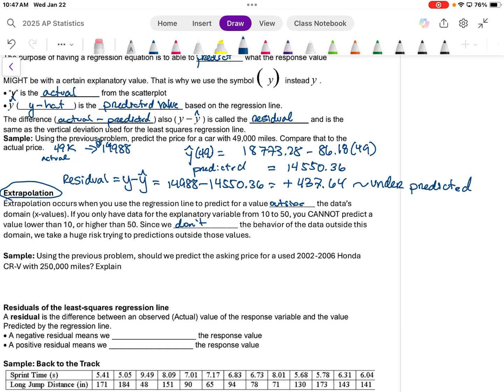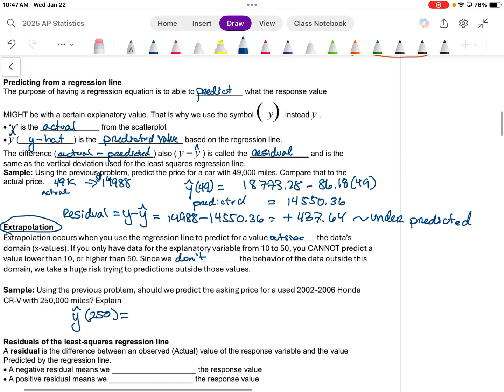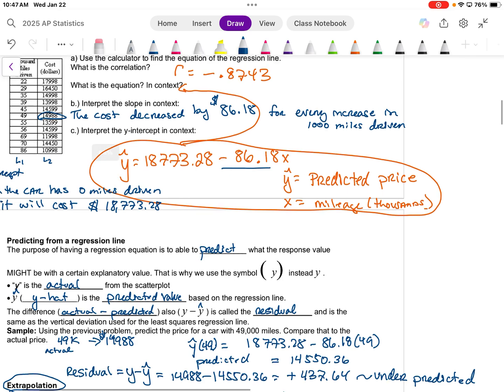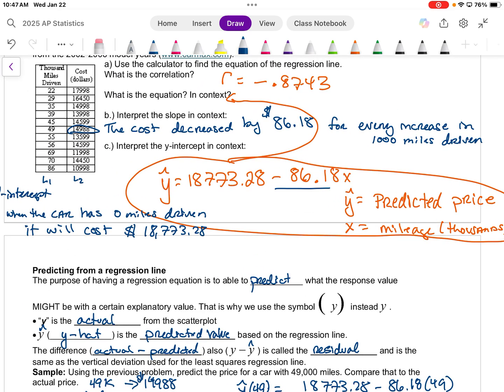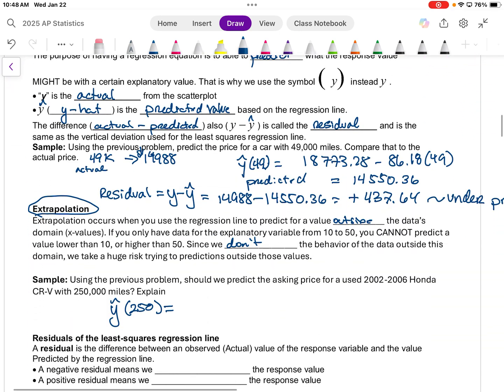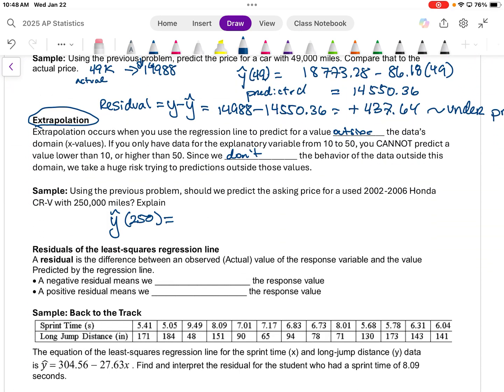So they're saying, what would be my predicted amount? We know 250,000 is outside of our range, because if I go back up here, I'm only dealing with 86,000, looks like the most amount of cars driven. 250,000 is way outside that domain. And so they're telling us it would be a form of extrapolation if I did this.